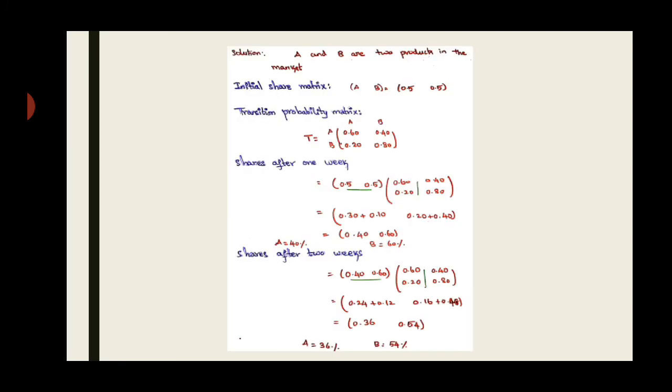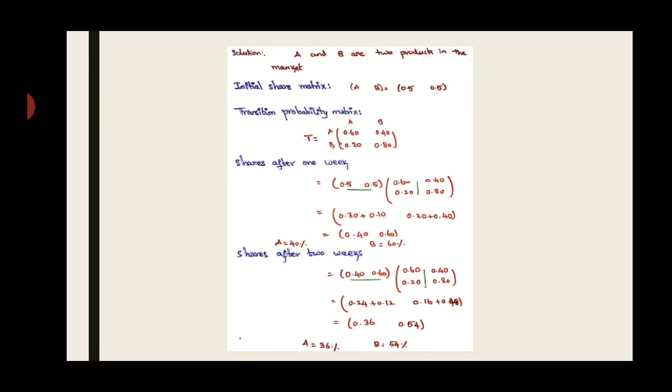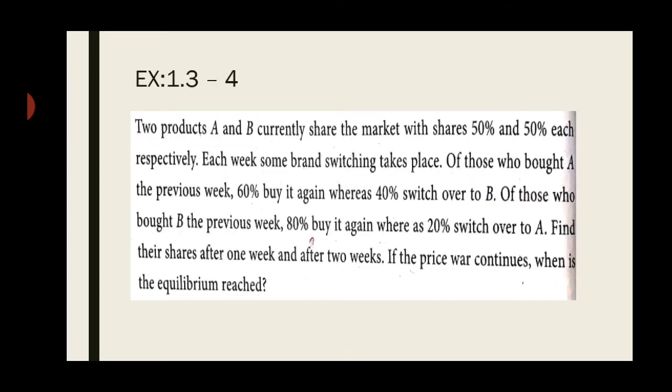Now the second line: of those who bought A the previous week, 60% buy it again. So AA, you write 0.6, whereas 40% switch over to B. That is, those who are using A now moving to the B product. So A row, B column, 0.40, 40%. Okay, next line.